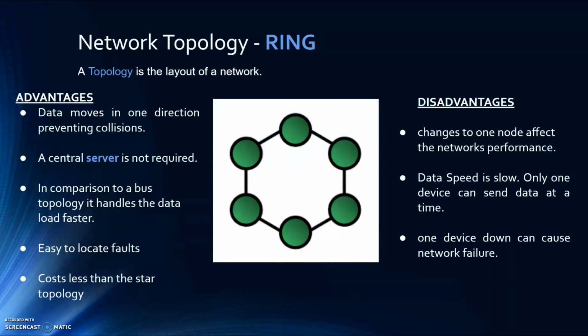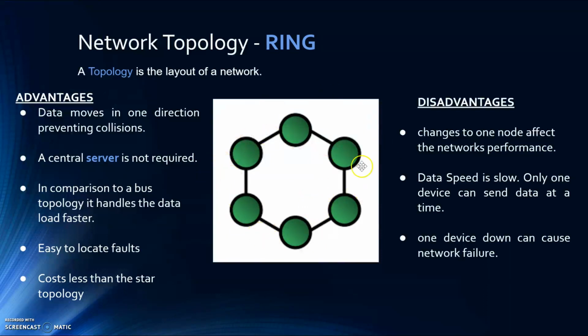Network topology ring. So this again is a layout of a network, and an advantage is the data moves in one direction. Central server is not required. In comparison to the bus, it handles the data faster because it goes in one direction. Easy to locate the faults, and the costs are far less than the next slide I'm about to show you, which is the star topology.